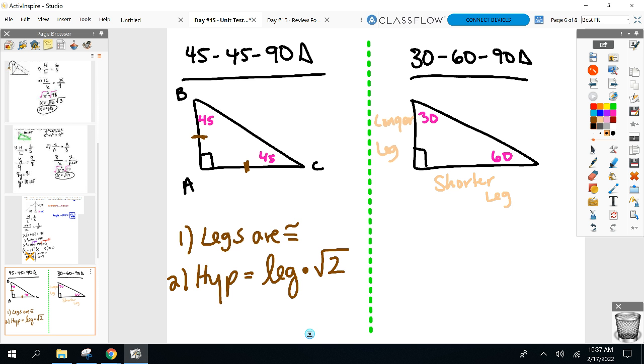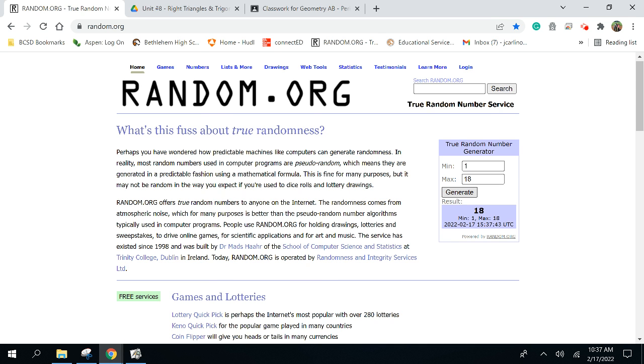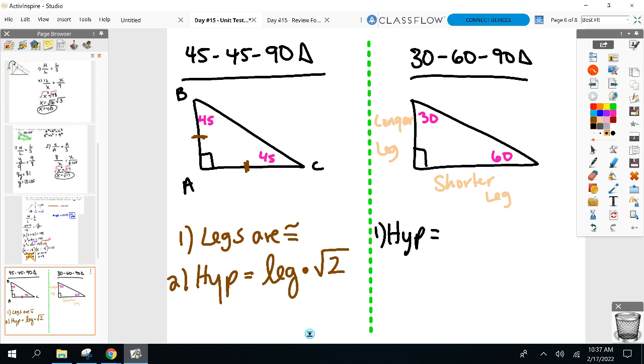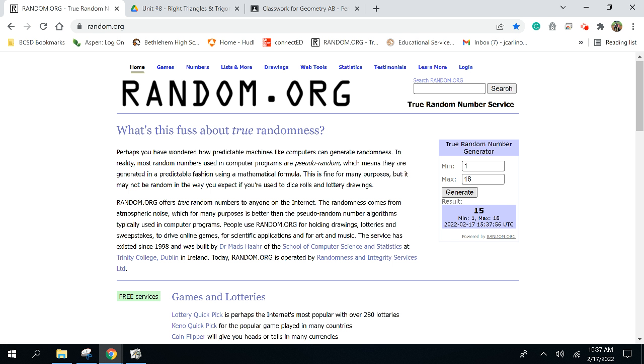So here we go. How do you find the hypotenuse in a 30-60-90 triangle? How do you find your hypotenuse? Here we go. 18, hypotenuse. 2 times whatever the shorter leg is. And then how do you find your longer leg in a 30-60-90? 15.